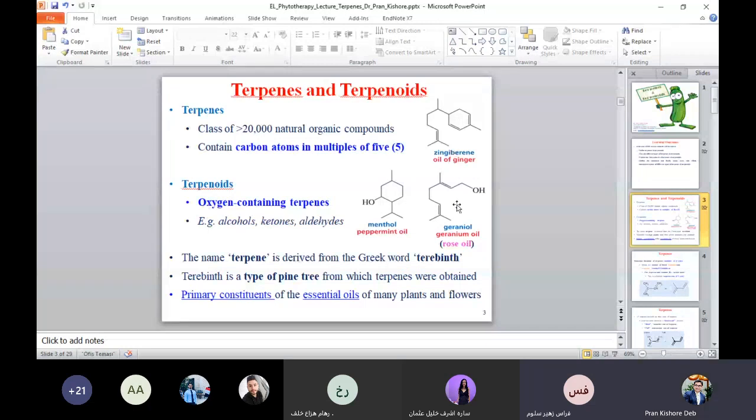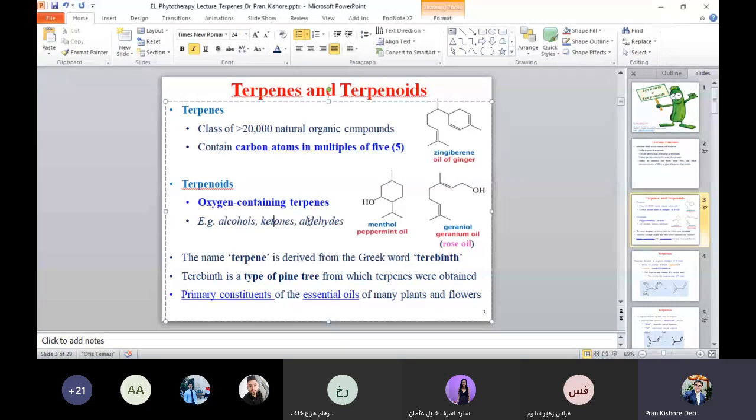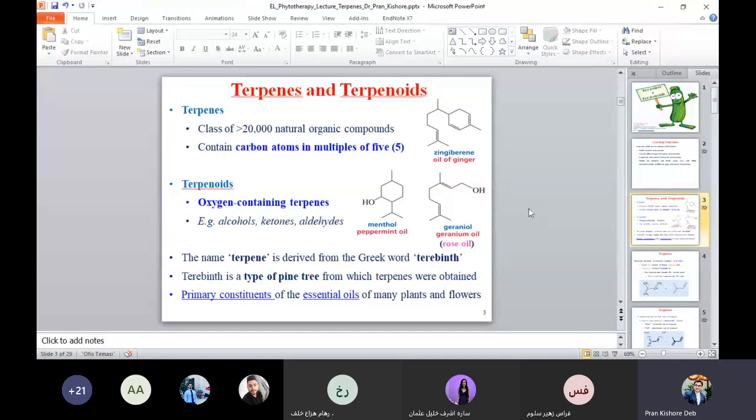Yes. Why are they known as terpenoid? Because they contain oxygen. So see, the oxygen can be present in any form, either in the form of alcohol functional group, ketone, aldehyde or phenolic or acidic also. Okay. So the main thing you have to see, if it contains oxygen, they are known as terpenoids.